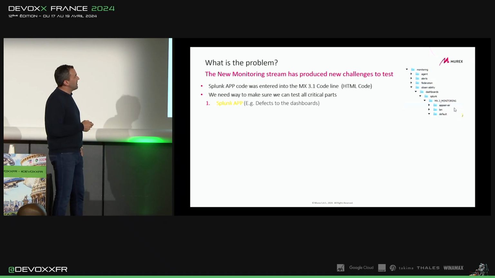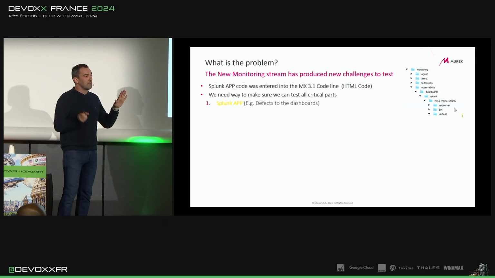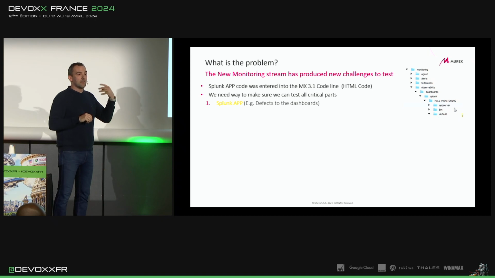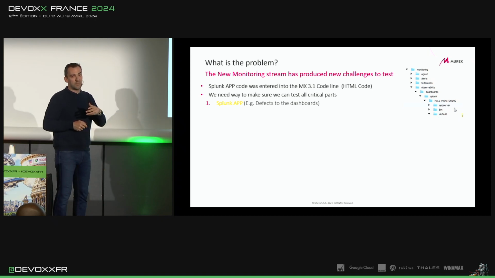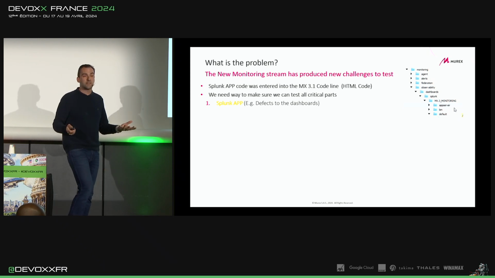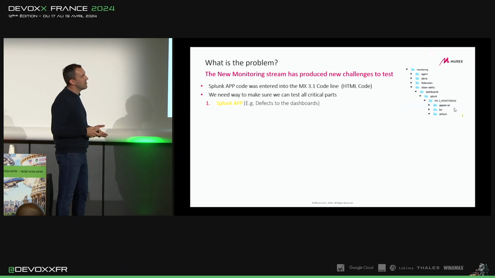One is the app itself. Let's imagine a developer adds in a new panel, or they remove a panel. Is it good or is it bad? Is it a mistake or is it not a mistake? Before you deliver to the client, you need a test that's automated to test this. You cannot just simply deliver to a client.